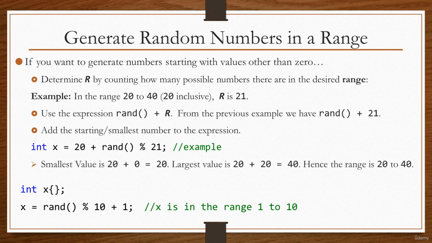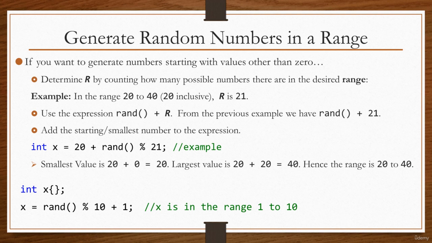Then we go and use the expression rand, so that rand function, plus that r variable. So from the previous example we have rand plus 21. Now we also want to add the starting or the smallest number in the expression, so your lower bound. So let's say in the range of 20 to 40, once again, 20 will be your smallest number, right? So in the example here you can see int x. Let's say we want to store that calculation. Int x is equal to 20 plus that rand function, the modulus operator, and r, which in this case is 21.